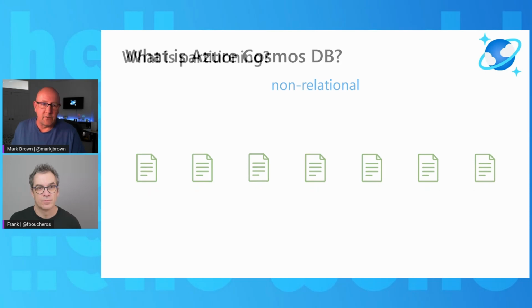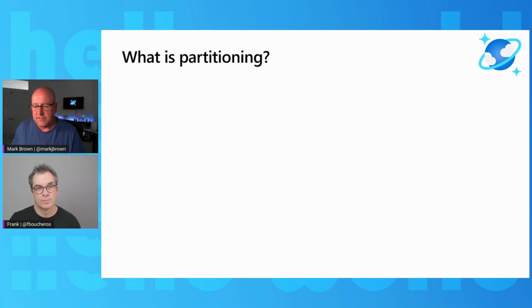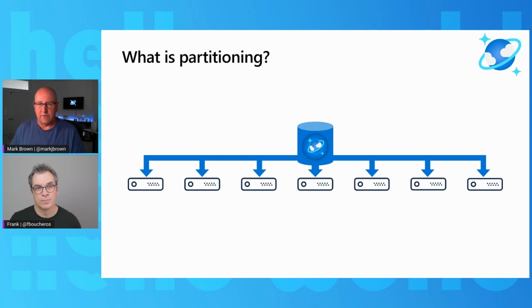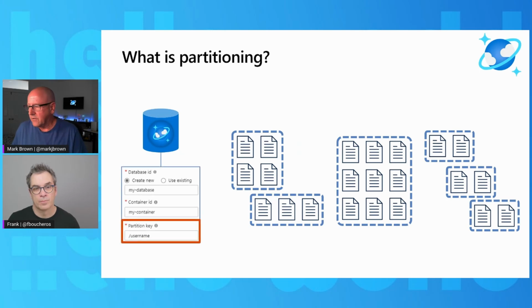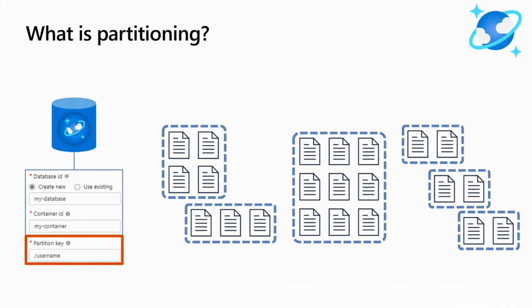Speaking of which, because we scale out and add different nodes, we call those partitions within Cosmos DB. The way you see this is when you create a new collection or container in Cosmos DB, you specify the partition key. This basically helps us route the data, whether you're writing data or reading data.